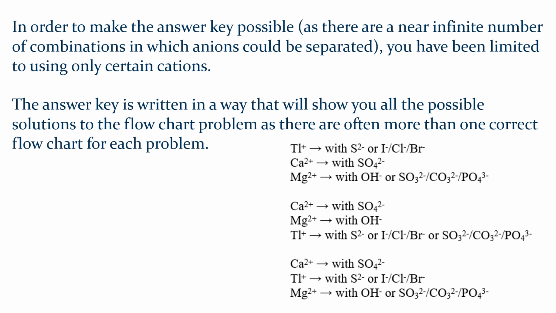Or they could have taken out calcium first with sulfate, then magnesium with hydroxide, then thallium with sulfide, a halide, or sulfite, carbonate, or phosphate. Or they could have started with calcium with sulfate again, but then taken out thallium second using sulfide or a halide, and then take out magnesium using hydroxide, sulfite, carbonate, or phosphate.